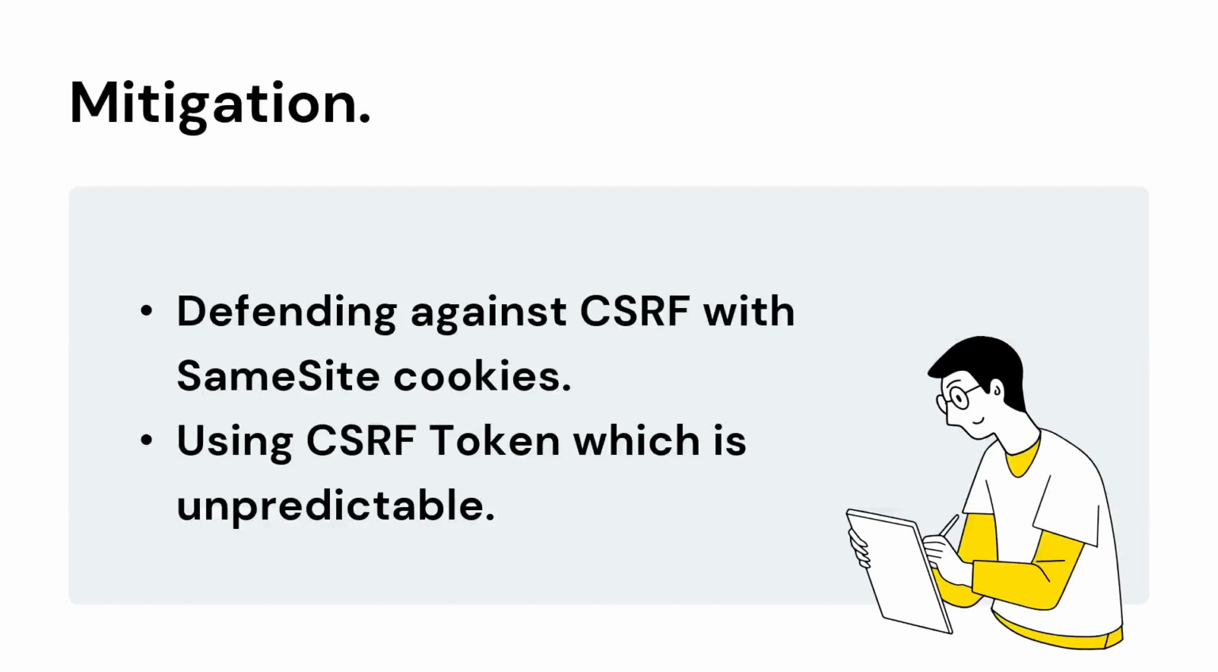The first one is using SameSite cookie. A SameSite cookie is a cookie that allows the developer to restrict which cookies are sent along with the request. And the other one is using a CSRF token, which is unpredictable. Name says it. If you want more detail on this, you can check PortSwigger or OWASP. Okay, so let's see some demo now, shall we?